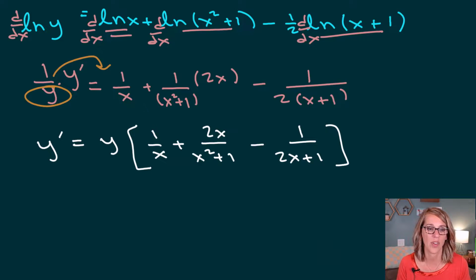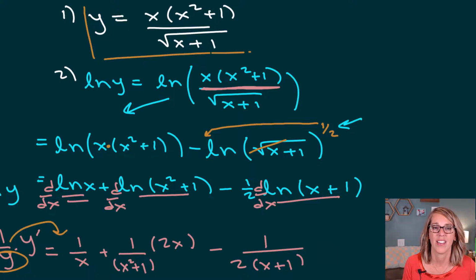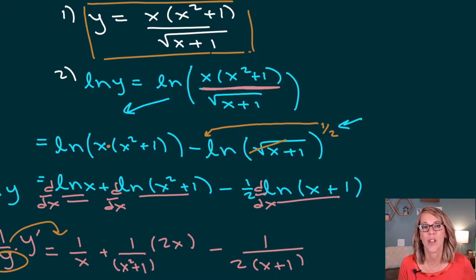Now I need to go and grab my y from way up at the very beginning of the problem. Here is my value y that I defined at the very beginning. So I'm going to go ahead and take this and put it in for y in my final answer, and then I'll be done. Let's go back down to the bottom.